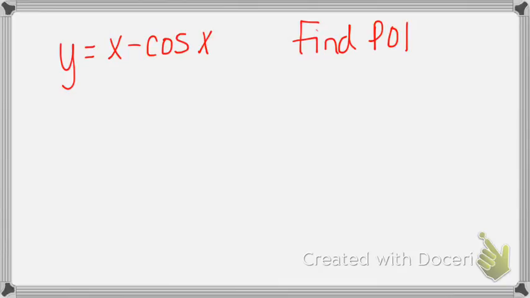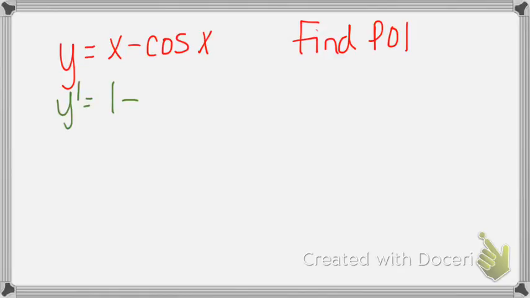Okay, this problem says find the POIs. POIs are points of inflection. That's just a symbol for that. You can call it an inflection point or point of inflection. I know that points of inflection deal with the second derivative. So we're going to find the second derivative.